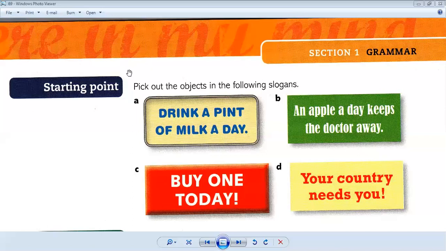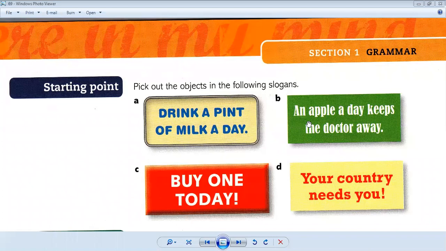Next, B. An apple a day keeps the doctor away. Where is the object in this sentence? No, you see, that is wrong. You have to think of the subject and verb and then find the object. Usually, it's easy to identify the object, like in question A, because this is an imperative. It's an order. Orders usually don't have subjects. They usually have objects. That's why it was correct.